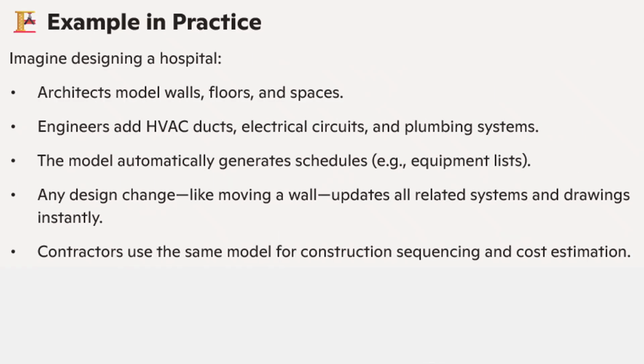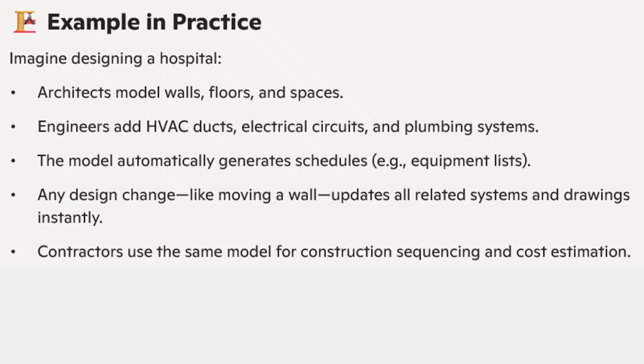Example in practice. To see Revit's power in action, let's walk through a real-world scenario, designing a hospital. Architects begin by modeling walls, floors, and spatial layouts. These elements define the structure and flow of the building. Engineers then layer in the systems, HVAC ducts, electrical circuits, and plumbing networks, all within the same coordinated model. As components are added, Revit automatically generates schedules, like equipment lists and fixture counts, directly from the model data.